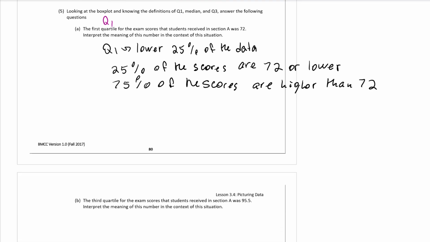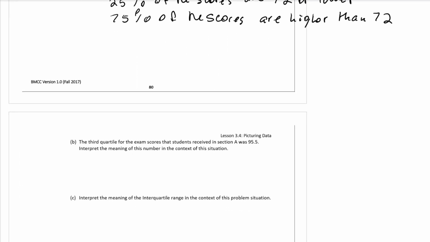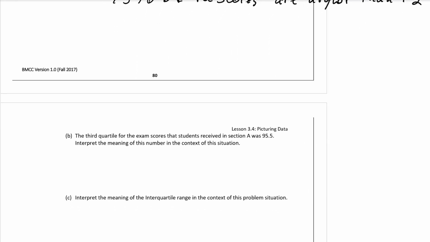All right, so the first quartile for the exam scores the students received in section 8 was 95.5. Interpret the meaning of the number in the context of that situation. I'll give you a moment.